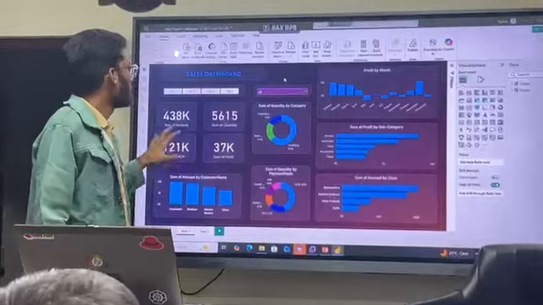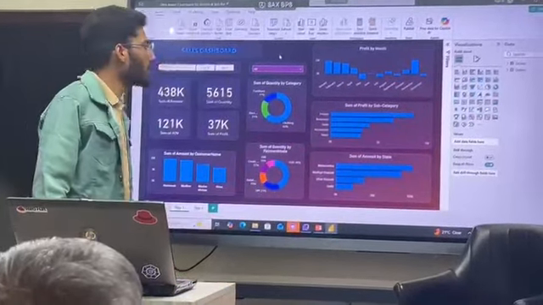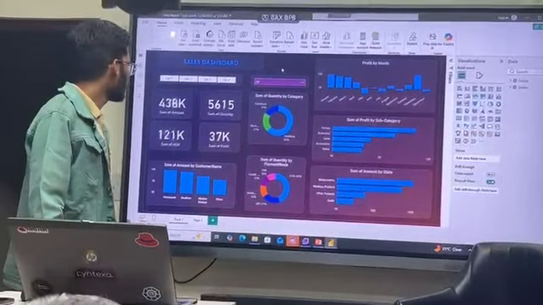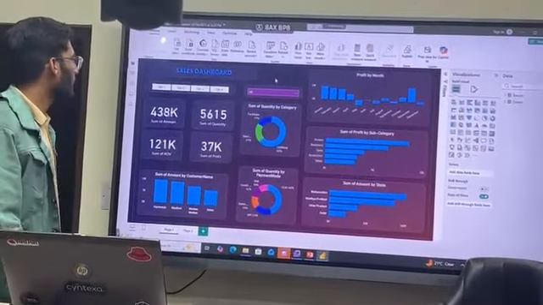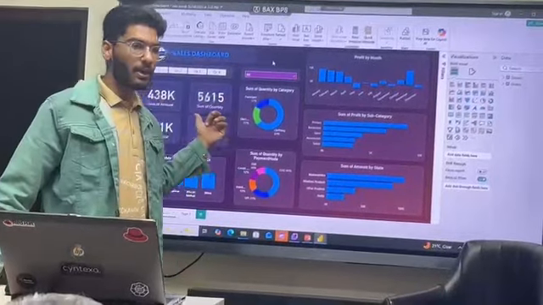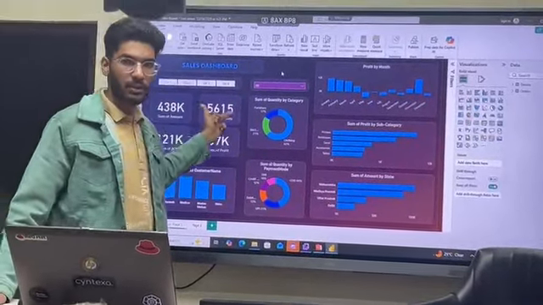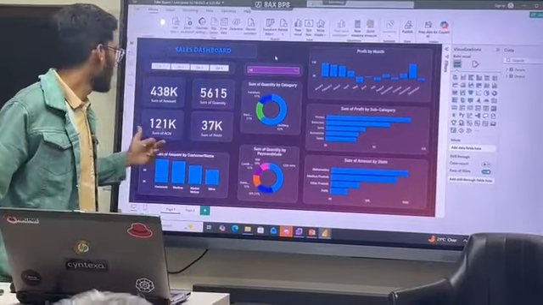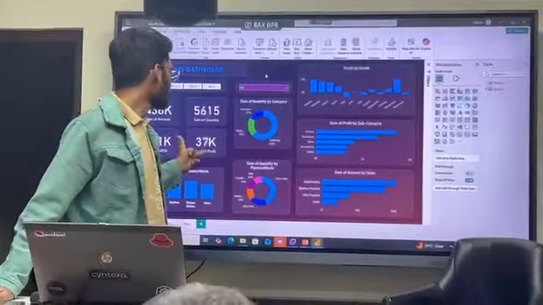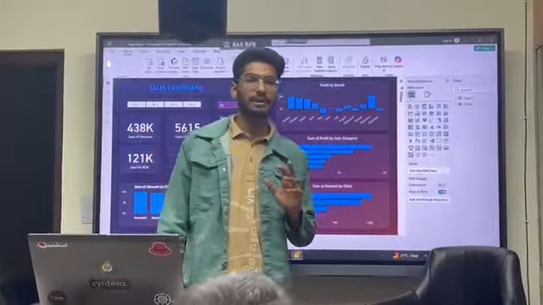After loading the data, we created different visuals and different KPI cards. The first KPI card is the sum of amount, which is the total sales: 438K. Then the total sum of quantities that we sold, then the average order value, and the next KPI card is the sum of profit. The overall profit is 37,000.